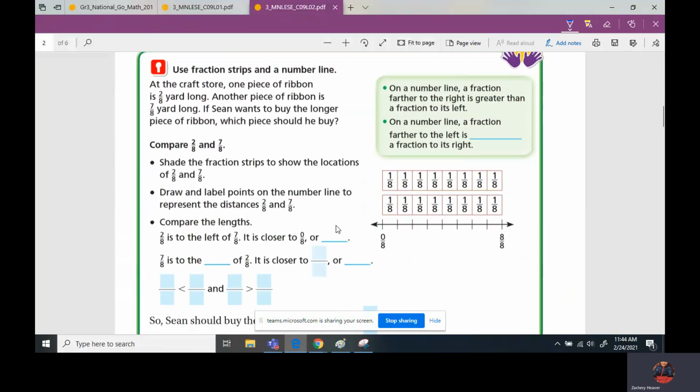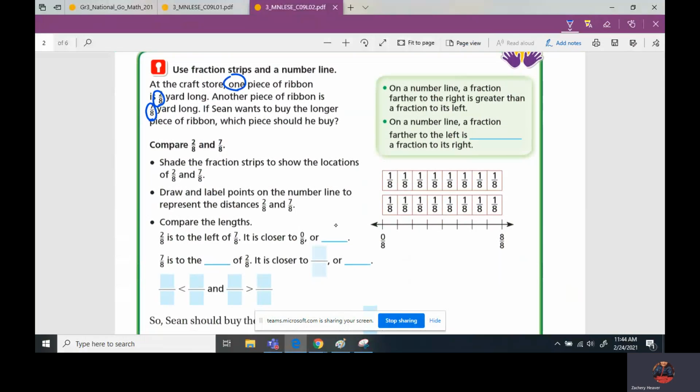It says use a fraction strip, but we don't have one, so we're going to use this. At a craft store, one piece of ribbon is 2/8 yard long. Another piece of ribbon is 7/8 yard long. If Sean wants to buy the longer piece of ribbon, which one should he buy? We're going to compare 2/8 and 7/8.